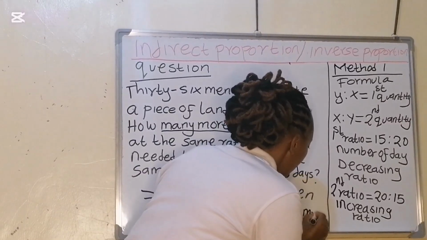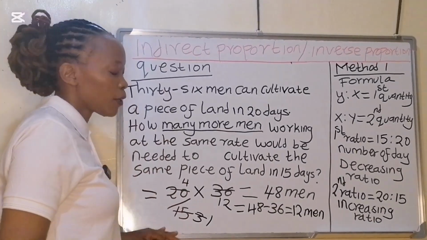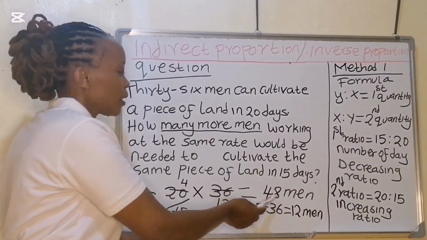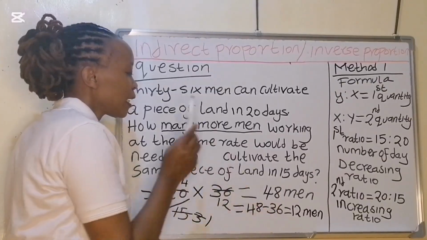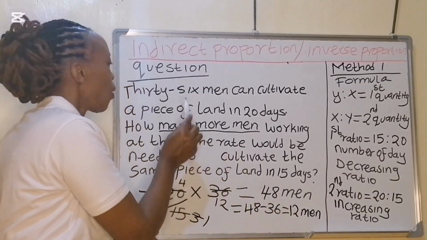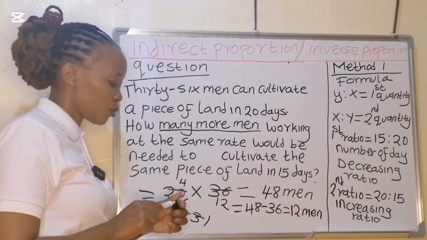12 men. 12 men. Okay? 12 men. 48 minus 36. I told you this question. When you have gotten 48 men, it is not the answer. The answer is 12 men, because how many more men working? So, what does this tell you?